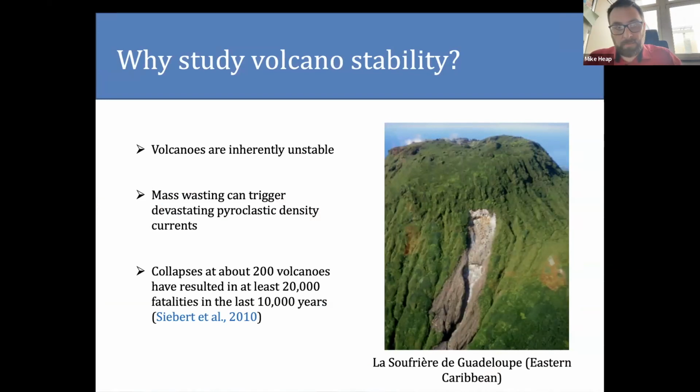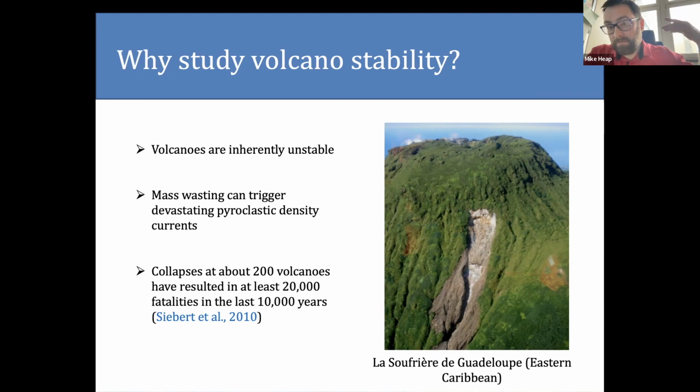Volcanoes are inherently unstable. They're built from successive deposits that are haphazardly constructed in both time and space. And these structures are very weak, very heterogeneous, and very prone to collapse. And so mass wasting in a variety of forms is very commonplace. At a volcano, that can trigger secondary volcanic hazards as well. So the stability of volcanic structure is really important for a variety of different hazards.